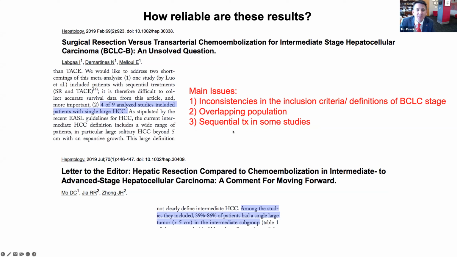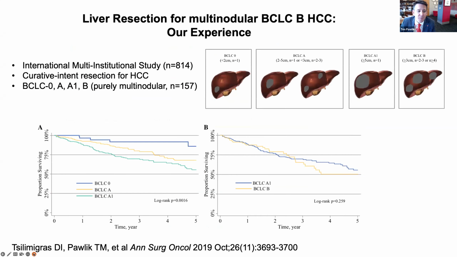Maybe they got TACE and then they went on to resection. And it's hard to tease out, if you will, the true differences in these groups. And then really, as surgeons, for us to identify, what is that specific subset of patients with BCLC-B intermediate stage disease who could benefit from surgical resection.